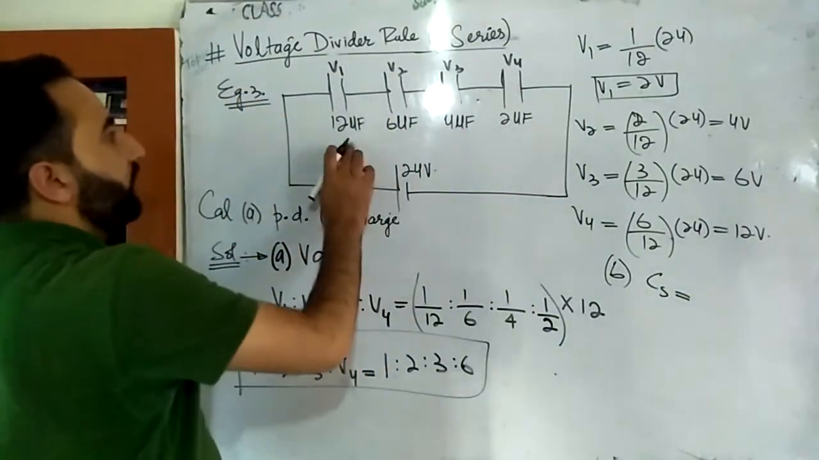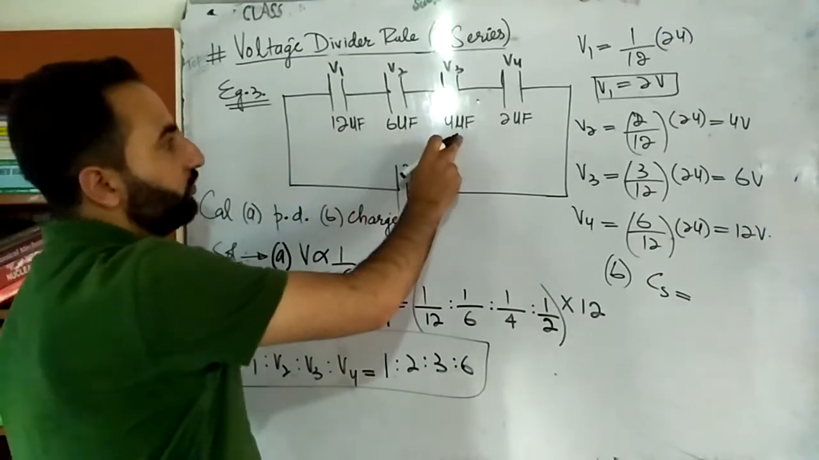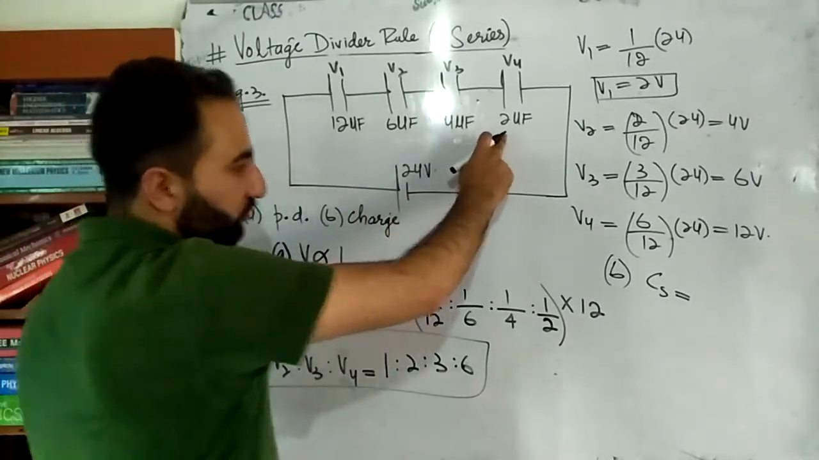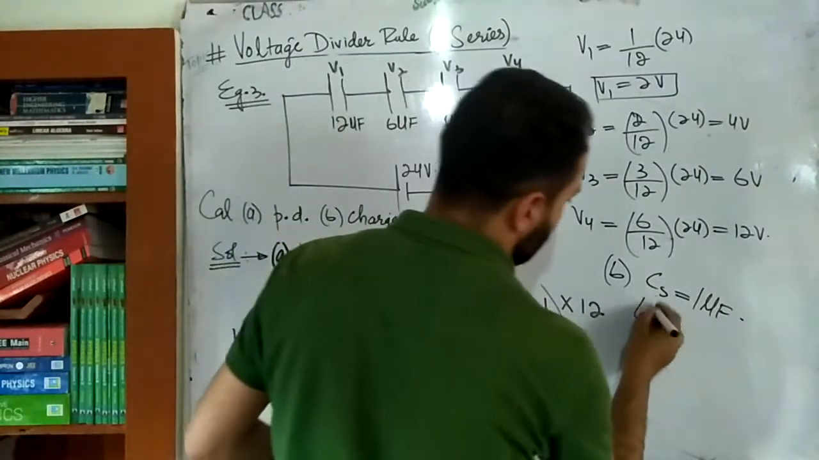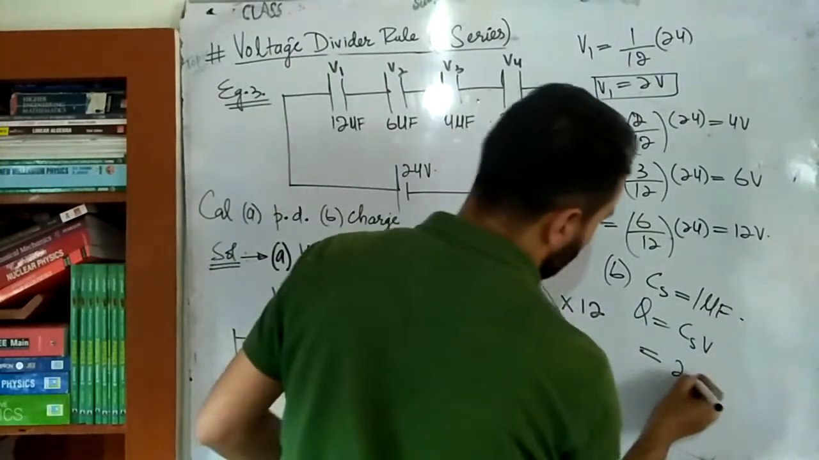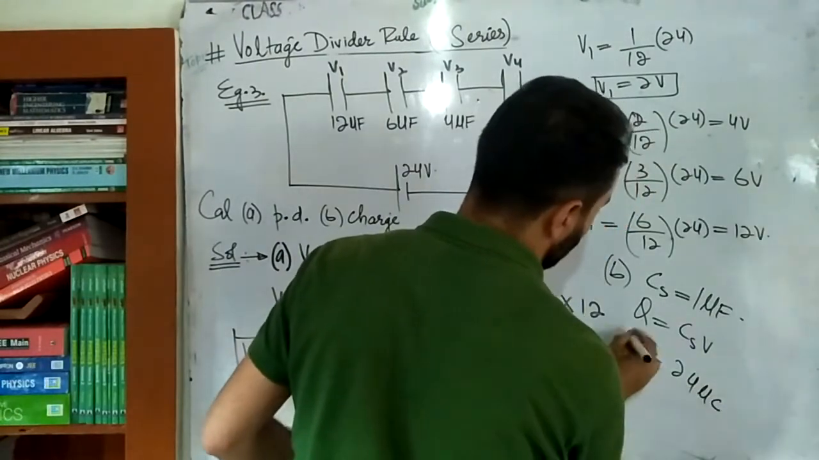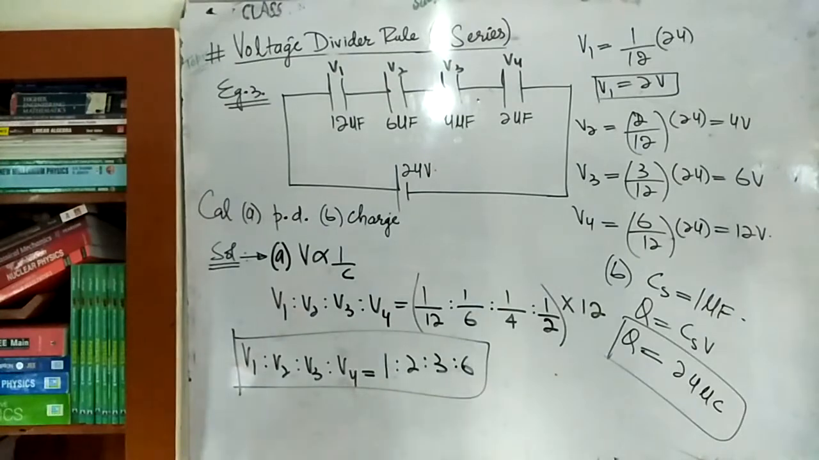अब ध्यान रखो बेटा, 12 plus 6 is 4, 4 plus 4 is 2, 2 plus 2 is 1, so 1 microfarad. Q is equal to CS multiplied with V, so 1 into 24 is 24, so answer is 24 microcoulomb. So this is the charge. ठीक है ना बेटा? Done?